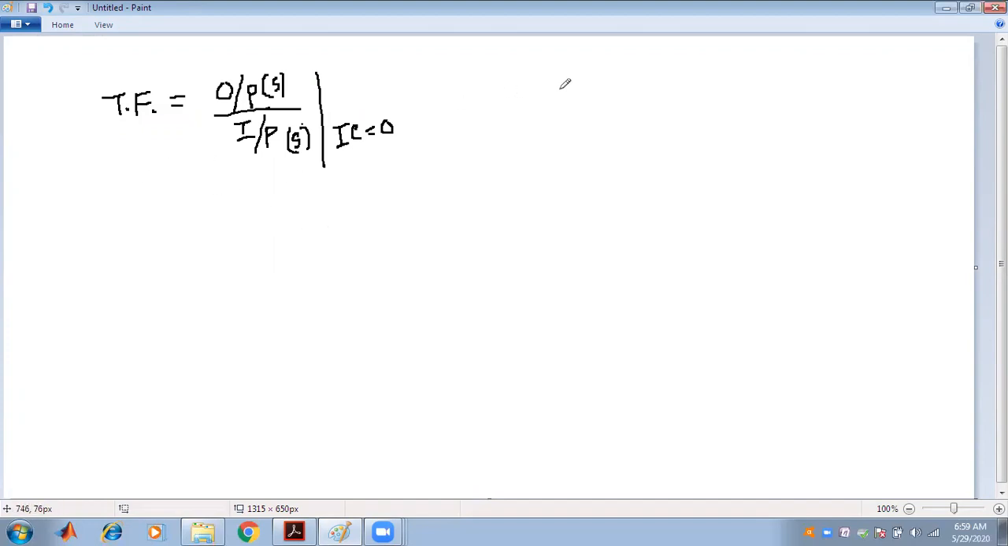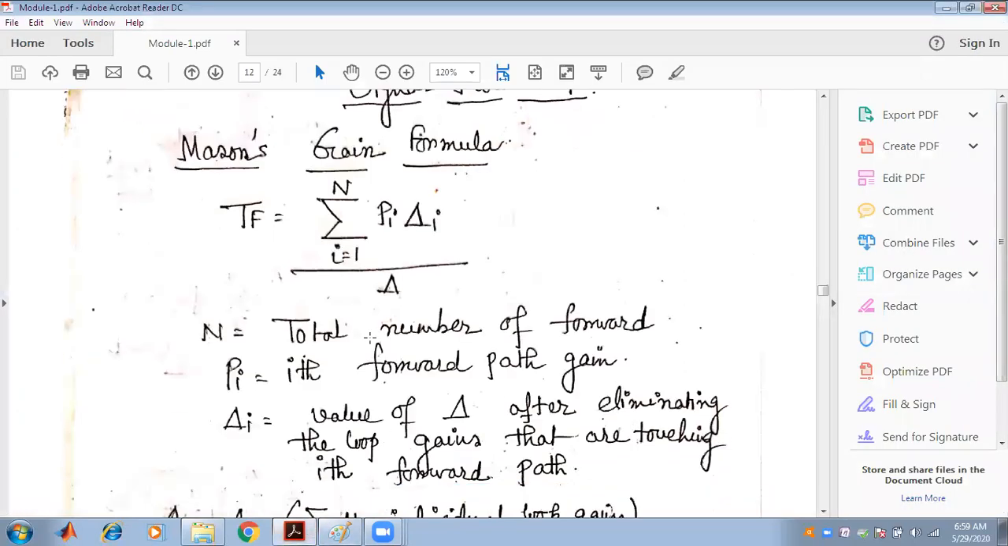So today we will concentrate on the signal flow graph, SFG, conception. This is known as signal flow graph. In order to find the transfer function of the system, generally we use the Mason's gain formula.